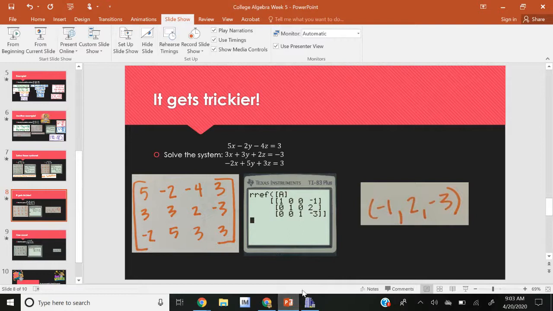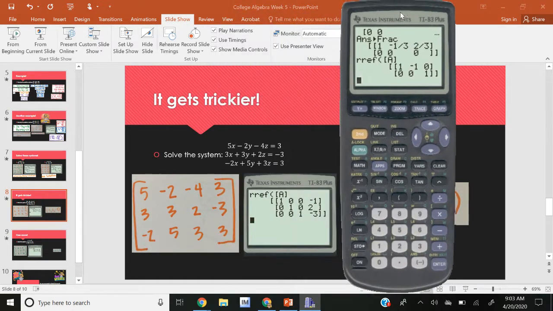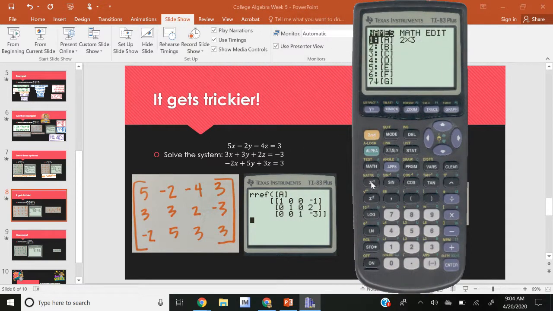So in my calculator, we type in, we go to matrix, we go to edit. This one's not 2 by 3 anymore. It is 3 rows and 4 columns. So it's a 3 by 4. So 5, -2, -4, 3, 3, 3, 2, -3, -2, 5, 3, 3. So I quit out.